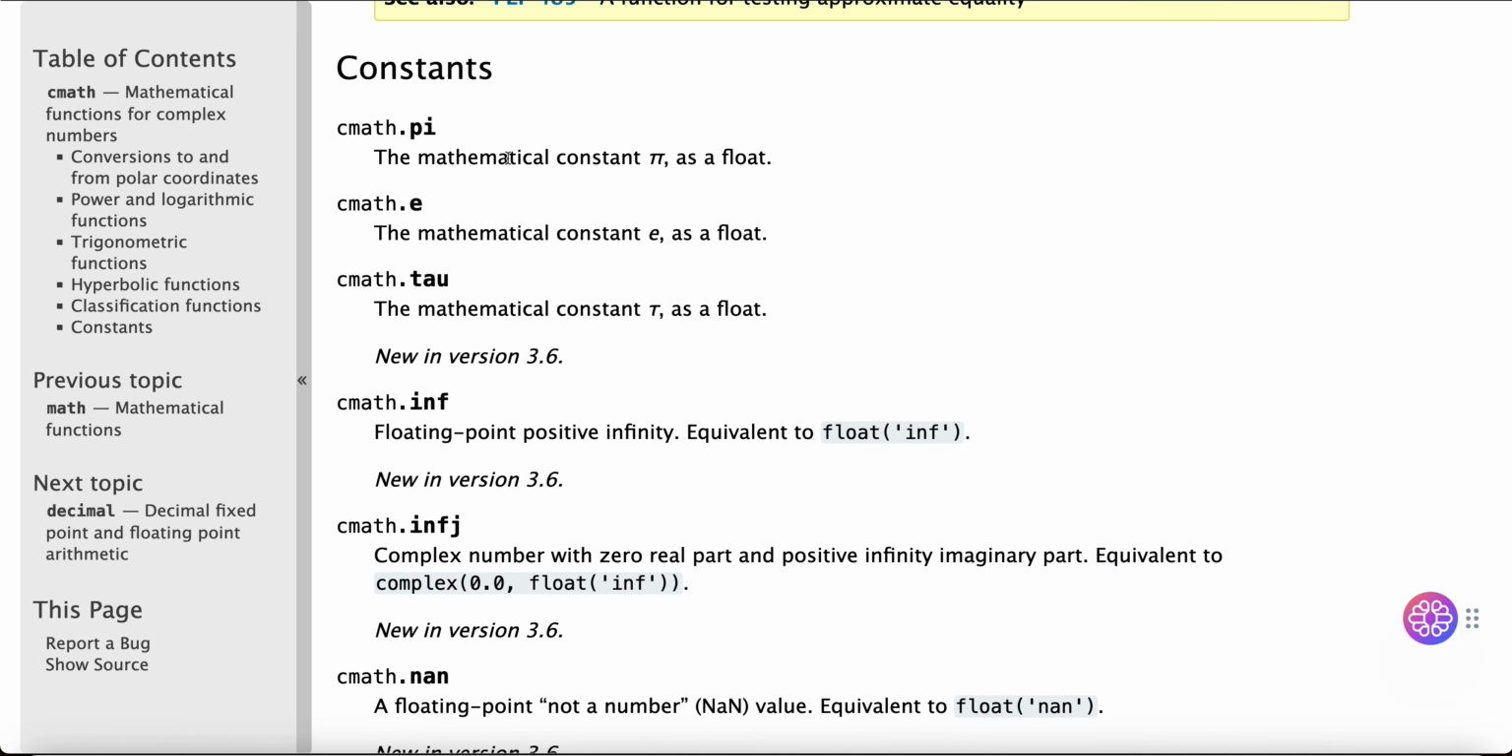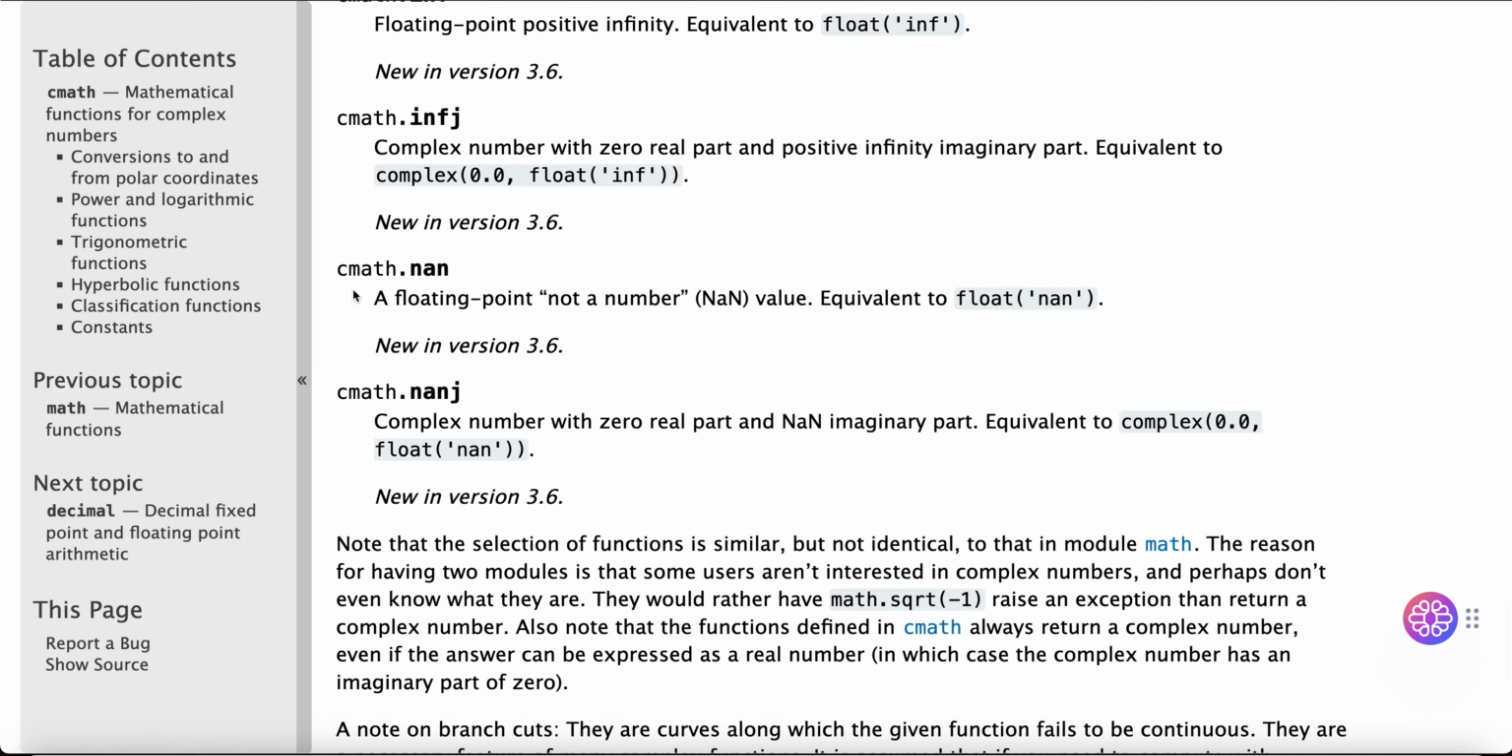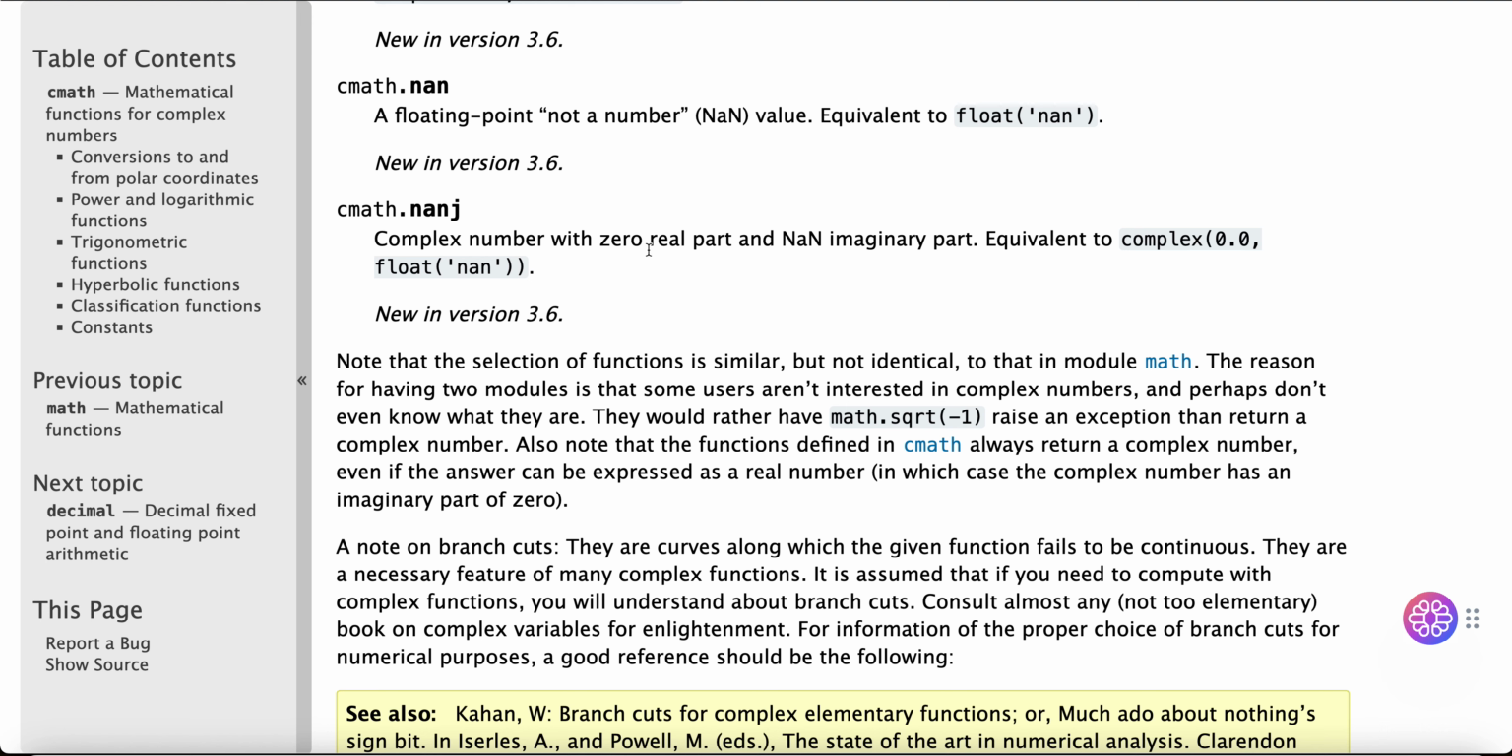Constants. cmath.pi, the mathematical constant pi, as a float. cmath.e, the mathematical constant e, as a float. cmath.tau, the mathematical constant tau, as a float. cmath.inf, floating-point positive infinity, equivalent to float('inf'). cmath.infj, complex number with zero real part and positive infinity imaginary part, equivalent to complex(0.0, float('inf')). cmath.nan, a floating-point not-a-number value, equivalent to float('nan'). cmath.nanj, complex number with zero real part and NaN imaginary part, equivalent to complex(0.0, float('nan')).